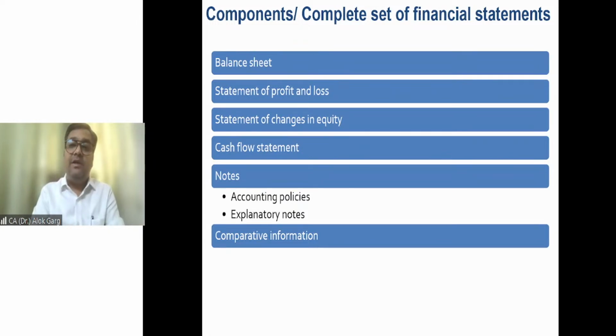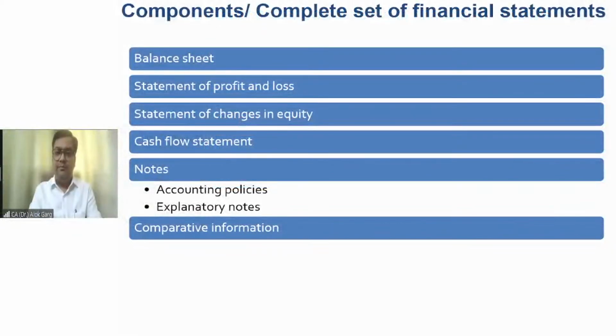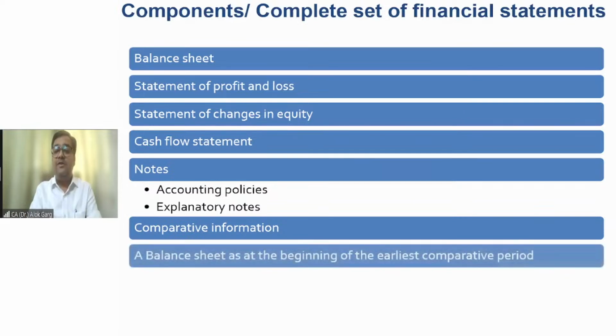And friends, one of the important sections from where you can have questions as well was the opening balance sheet. Which opening balance sheet? The opening balance sheet of the comparative period. And I call it a third balance sheet. A third balance sheet, which is as of the opening date of the comparative year, is required to be prepared in 3 circumstances. What are these 3 circumstances?